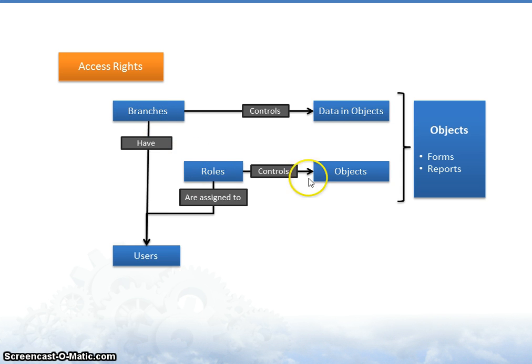And it is the roles which control the objects. The objects include the data objects, reporting objects, utilities, reports, and various things like what have been indicated here. So this facilitates the access security of the different users.